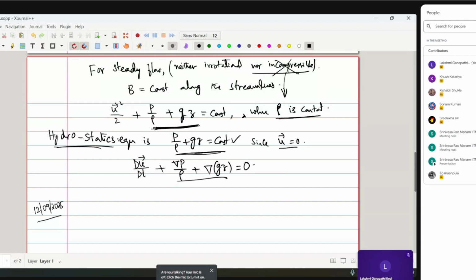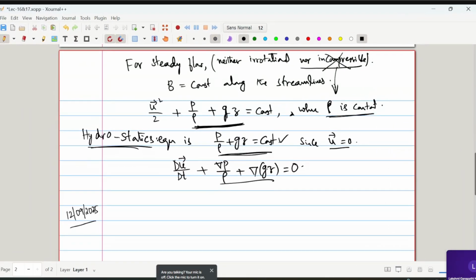Last class I gave you what happens when you consider steady flow, in fact incompressible steady flow. So that is what you have seen, that rho is constant. In that case, this is always constant: u dot u divided by 2, plus p by rho, plus g into z, the external force potential.